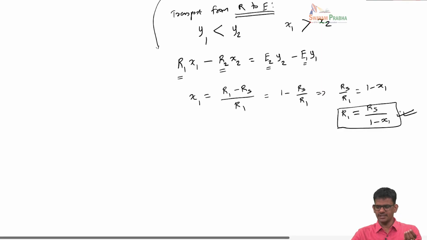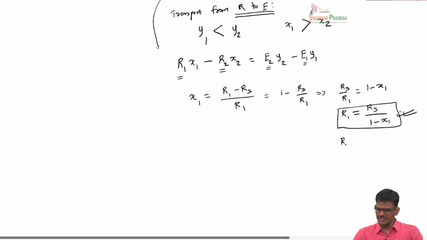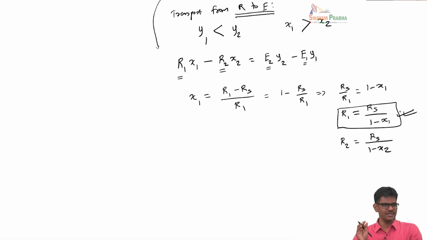So for the entry point, we define three quantities: R1, Rs, X1. But these three are not independent quantities. They are related. If I know Rs and X1, I can find R1. If I know R1 and X1, I can find Rs. Even though there are three quantities, only two of them are independent. The third one is defined by this relation. Similarly, I can write R2 as Rs by 1 minus X2. I am able to write this only because Rs is constant, Es is also constant, because that is the solvent flow rate that is not participating in the mass transfer. They are only acting as an inert carrier for the solute.